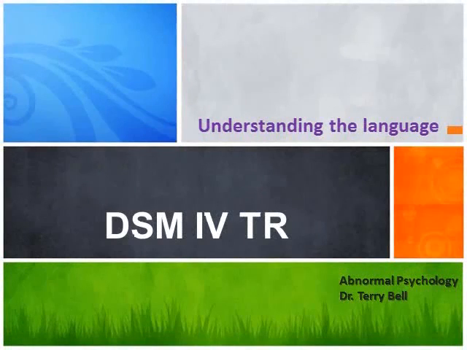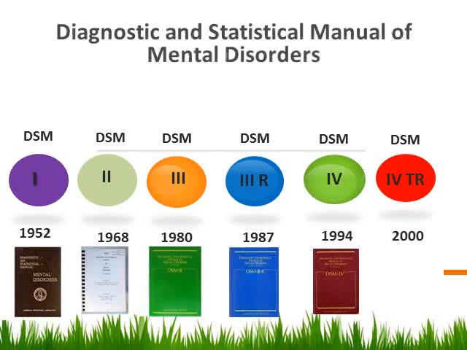One book that every psychology major should be acquainted with is what's called the DSM, or the Diagnostic and Statistical Manual of Mental Disorders. We are currently using the book, the DSM-4TR, which means the Diagnostic and Statistical Manual of Mental Disorders. Since 1952, there have been several editions of this particular manual. The first one, DSM-1, and the one we're currently using called the DSM-4TR, or the DSM-4 Textual Revision is what the TR stands for.